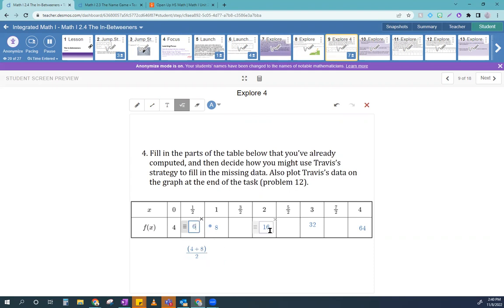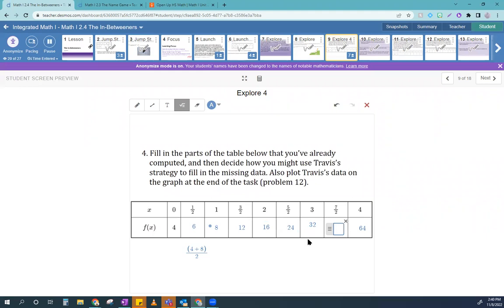Okay, and then I'd continue. 8 plus 16 is 24 divided by 2. Well, that's just 12. In reality, you're finding the in-between points, like literally the point smack in between. So 16 plus 32 is 48. So this would be 24. And then this guy here would be 32, 96, 45, 46.